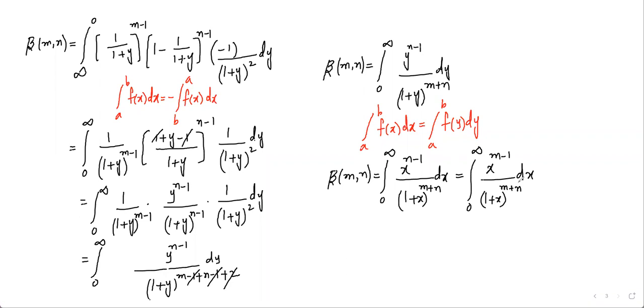I think we have very little time. 6 minutes are there. Third property, let me finish it. Beta of m comma n, third property. What is that third property?